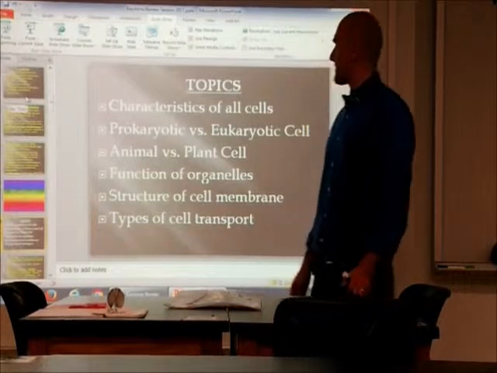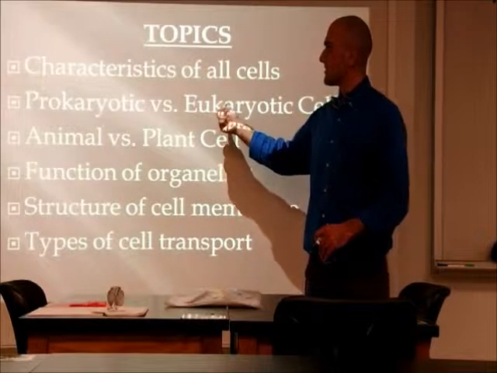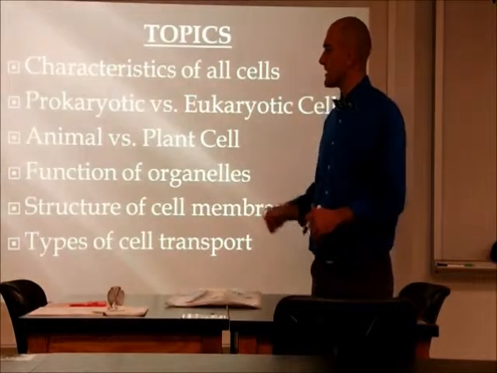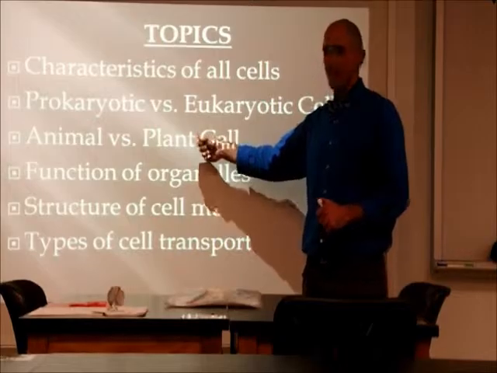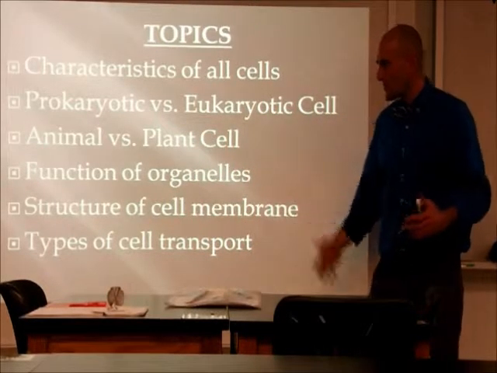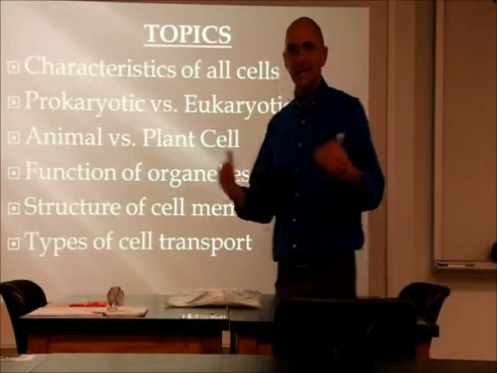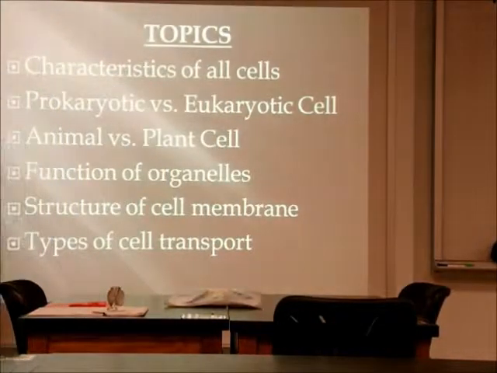Here's the list of things we'll talk about. Characteristics in common with all cells. Prokaryotes versus eukaryotes are two main categories of cells. Plant and animal cells. All the different cell parts. And then how things get in and out of cells with transport.